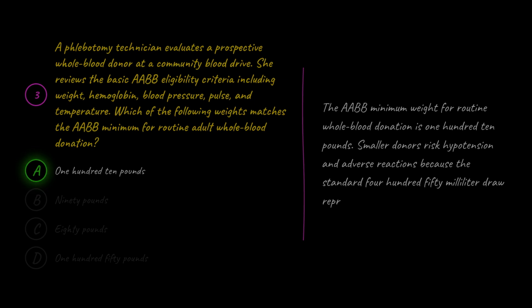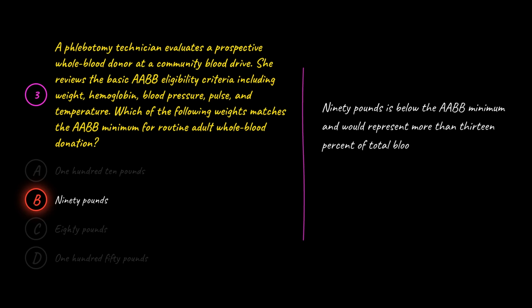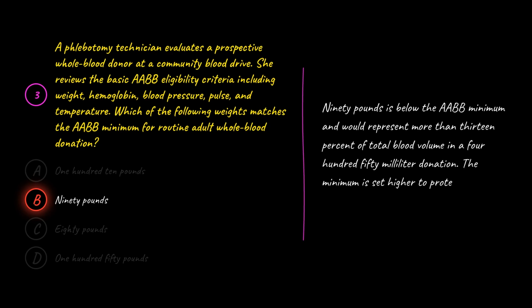B is wrong because 90 pounds is below the AABB minimum and would represent more than 13% of total blood volume in a 450 milliliter donation. The minimum is set higher to protect the donor.